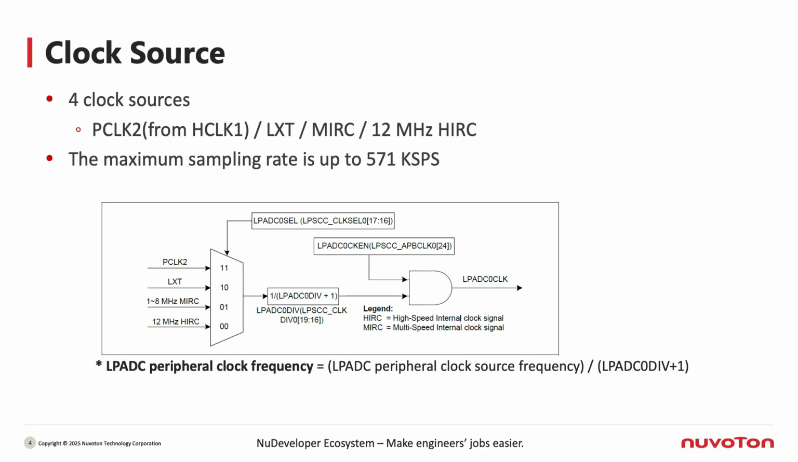In the M2L31 series, the low power ADC offers 4 selectable clock sources: PCLK2, LXT, MIRC, and HIRC. By using the LPADC0DIV prescaler register, you can configure and adjust the actual operating clock of the low power ADC. With a 12 MHz clock, the ADC can achieve a maximum sampling rate of up to 571 kilosamples per second.